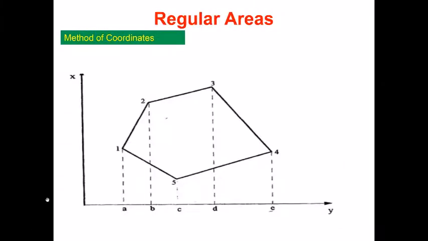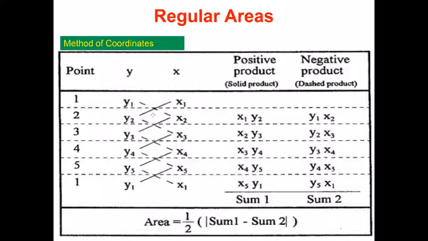All the coordinates x1, y1 and x2, y2 would be written down. And then we have a positive product column and a negative product column. When you're done completing this table, you join these points diagonally with a solid line and these points with a dashed line.